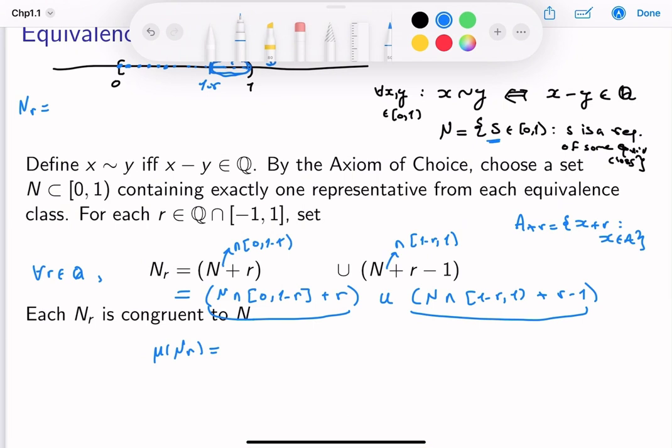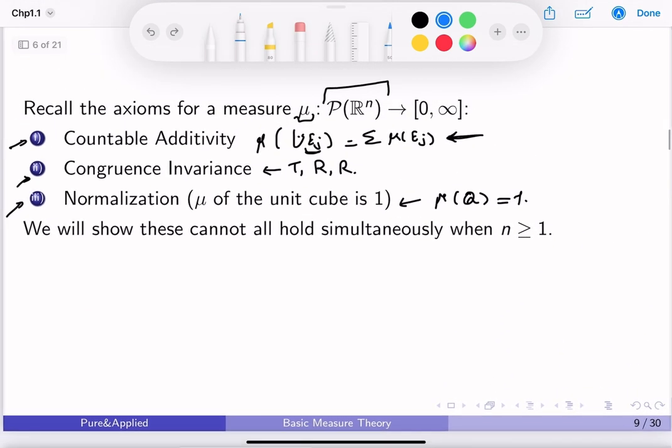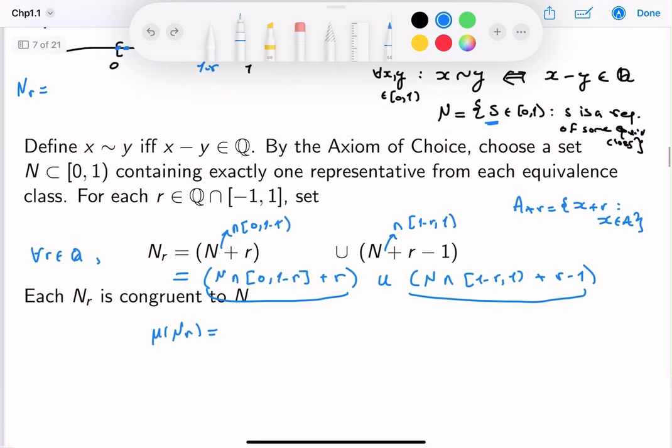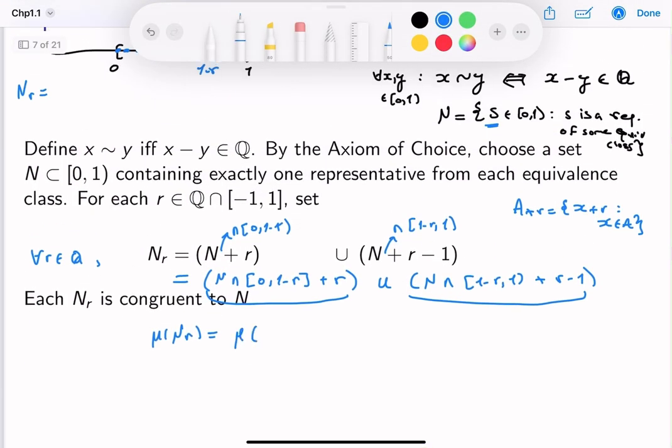Because if a point were to fall in both of them, then you can find 2 points of N that are congruent under this relation, which is going to be impossible. So I'm going to leave it to you to verify the details. But the point is, by property 1, which says I can distribute mu to disjoint sets and sum them up, this is the same as saying that this is the measure of this plus the measure of this.